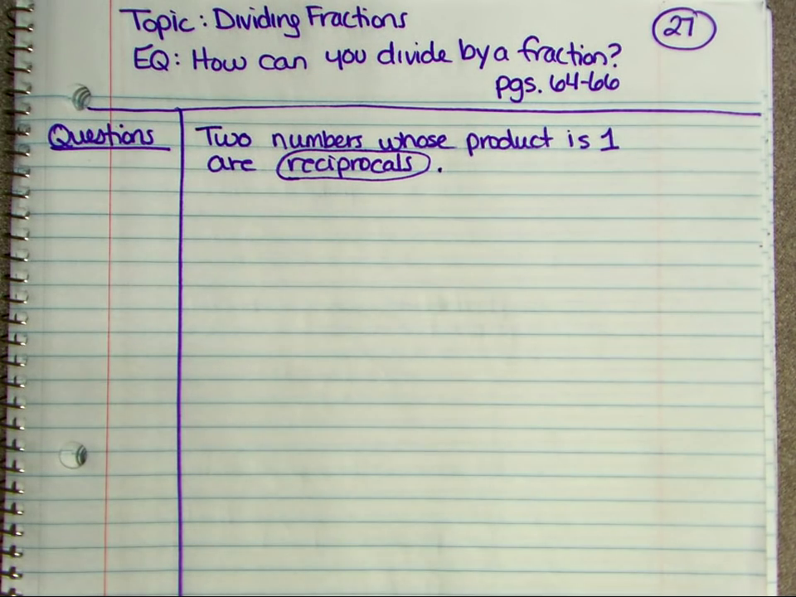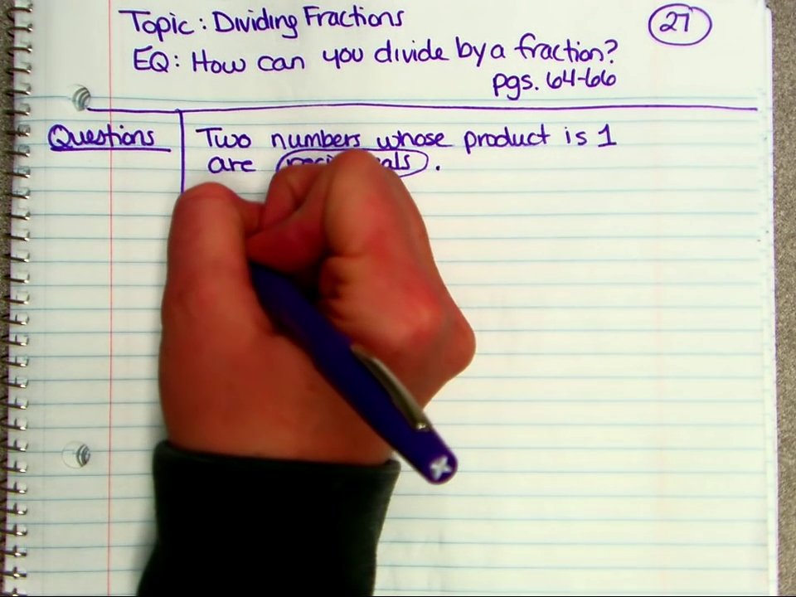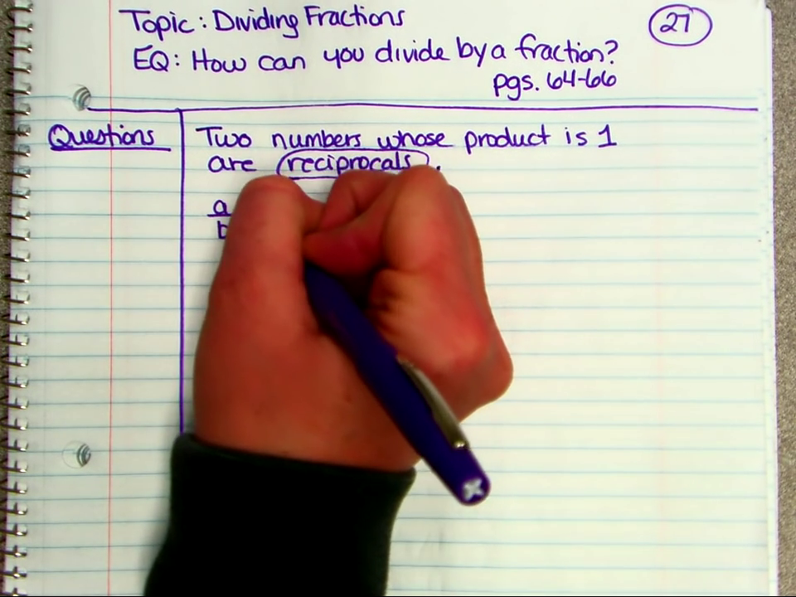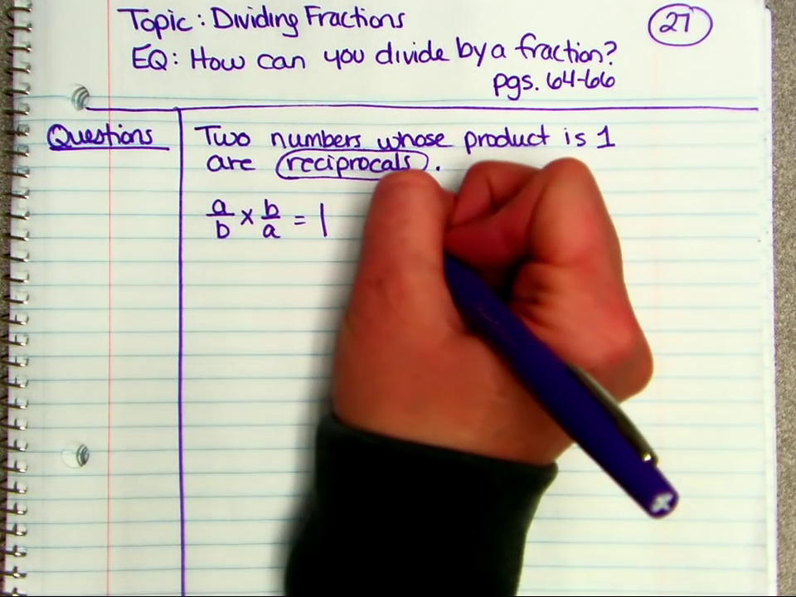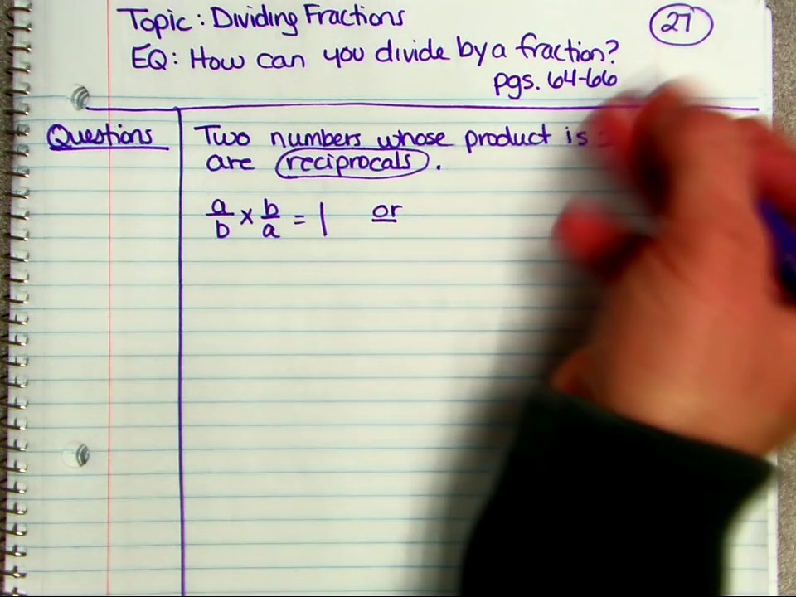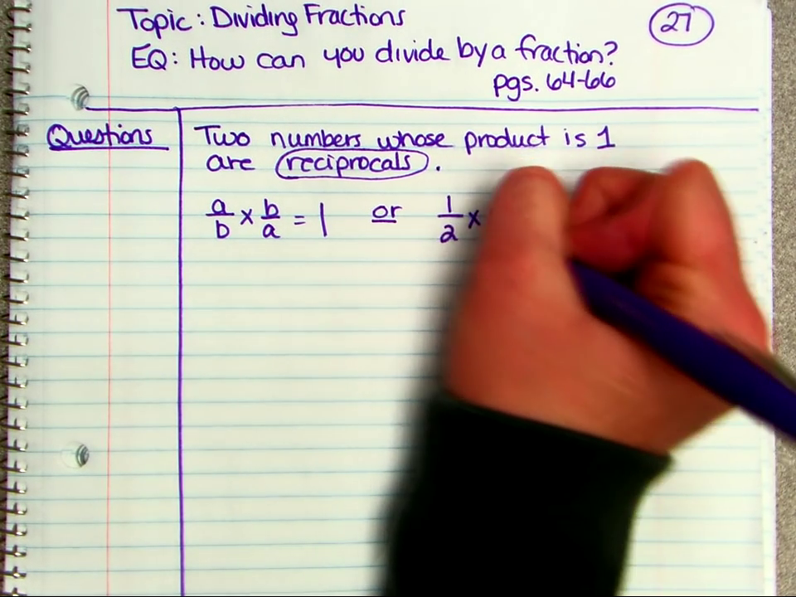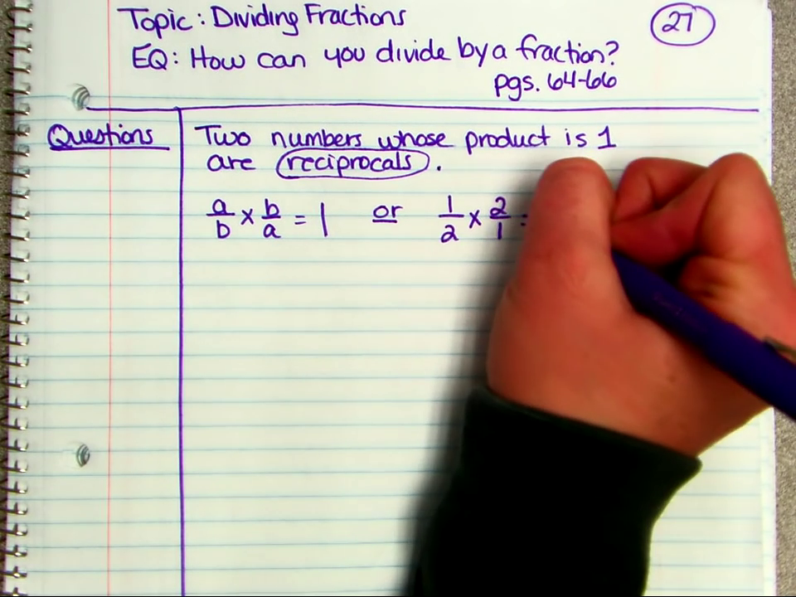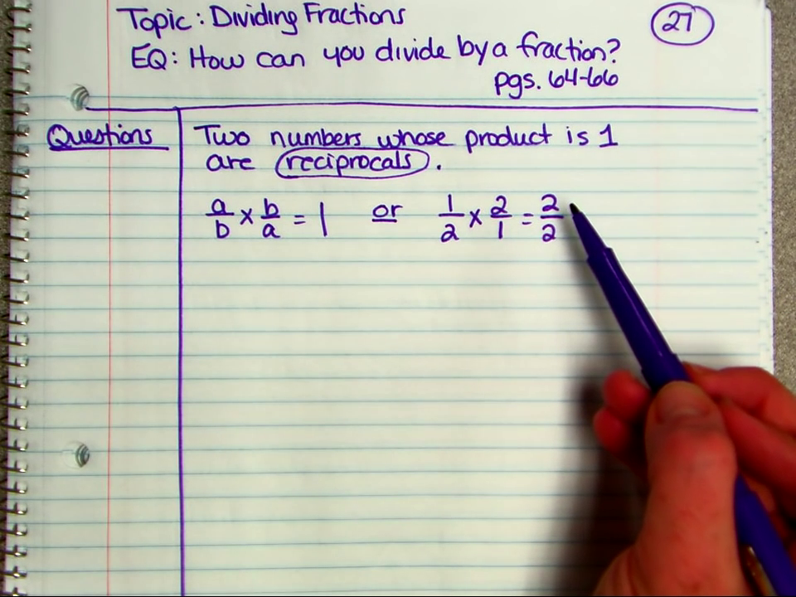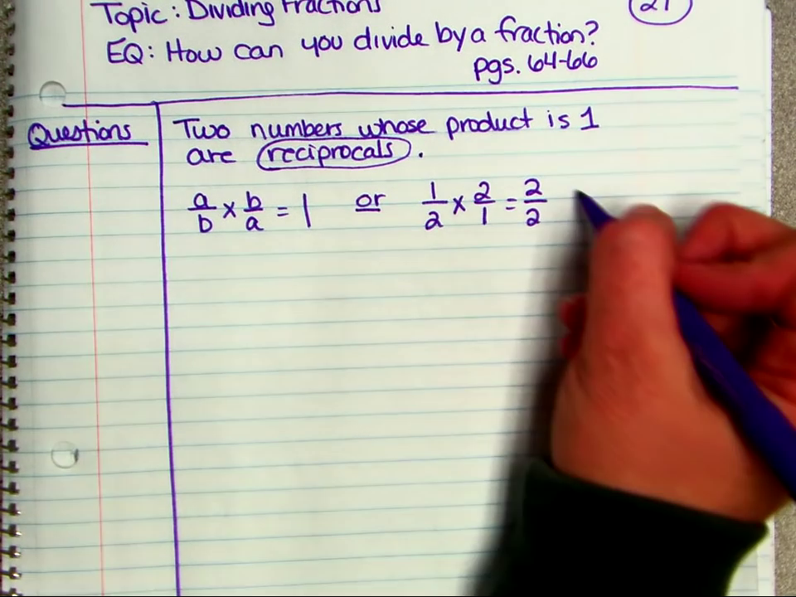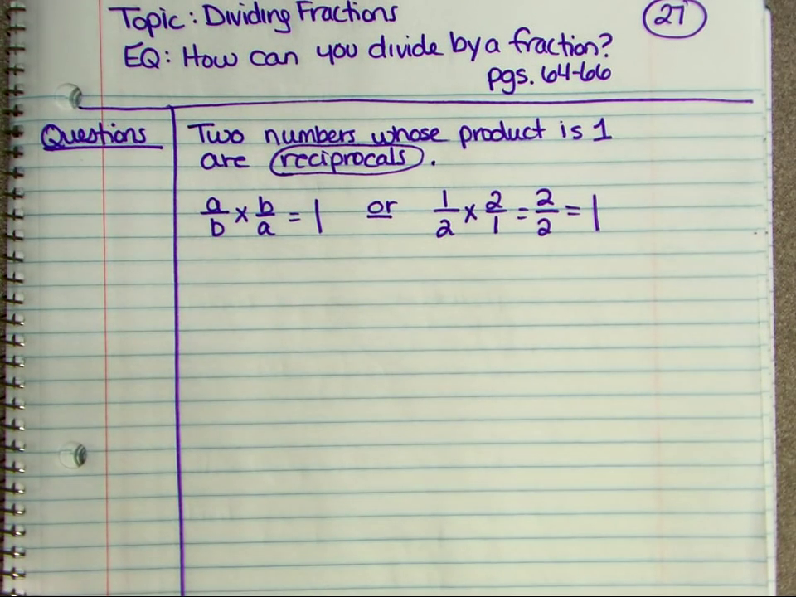So let me show you what that looks like. If I were to show you algebraically, A over B times B over A equals 1, that's a reciprocal. Or another example would be 1/2 multiplied by 2 over 1. 1 times 2 is 2. 2 times 1 is 2. And remember that anytime you have a fraction with a numerator and denominator that are the same, it equals 1. So those are reciprocals.